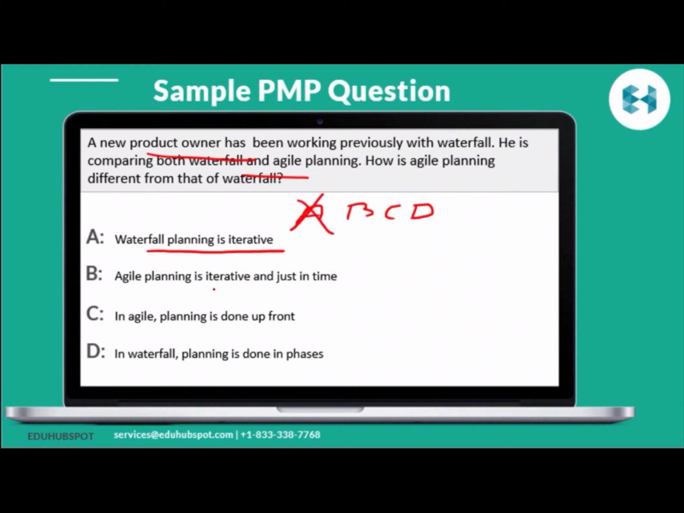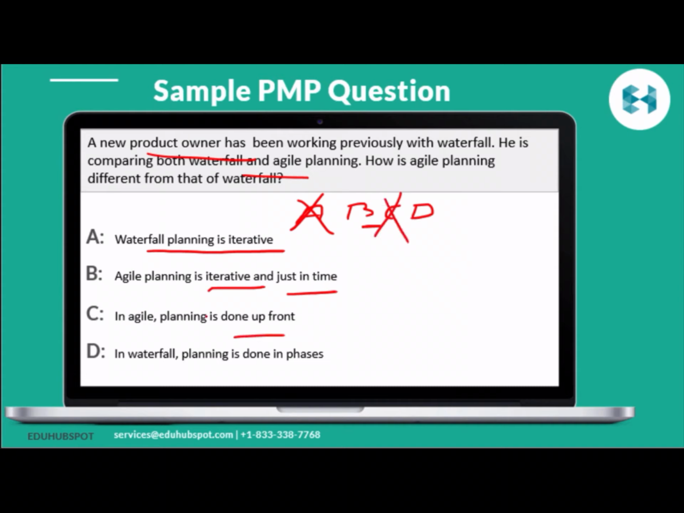B: Agile planning is iterative and just in time. Just in time is a new concept which I have not taught you in this particular video, but I will be talking about it in my next series of videos on agile planning. Just in time means that you do the planning when the time is right, and that is true. That's what you do in agile. C: In agile, planning is done upfront. No, it's actually waterfall where the planning is done upfront.